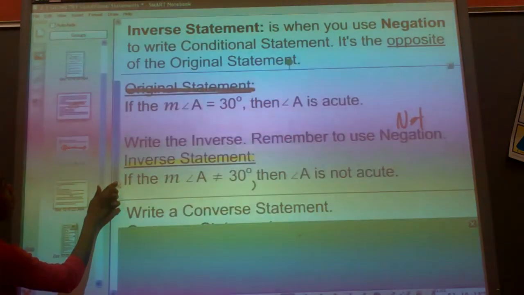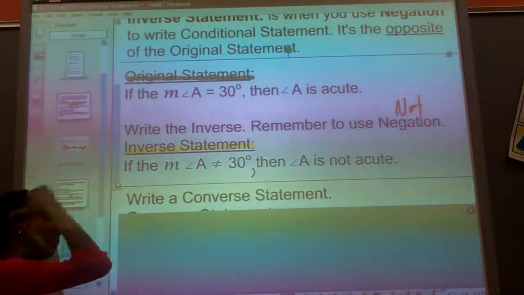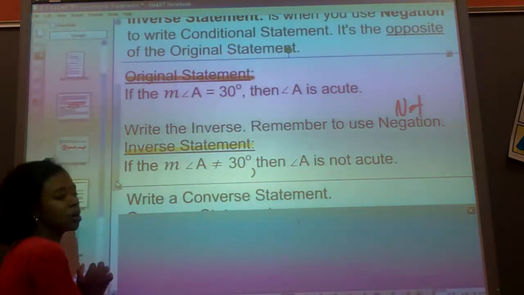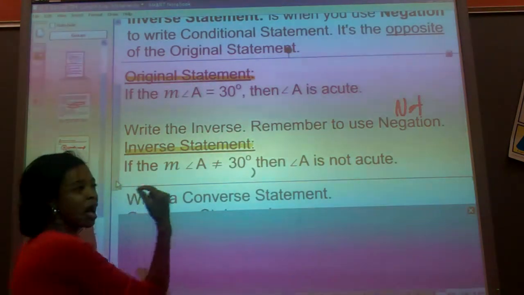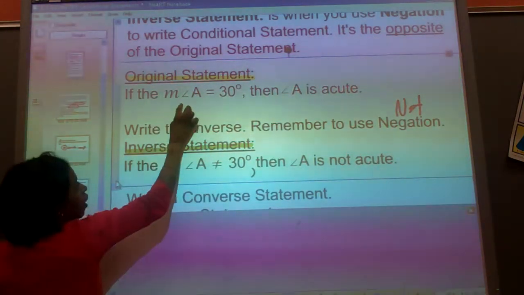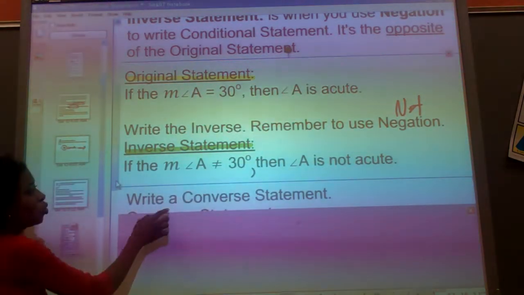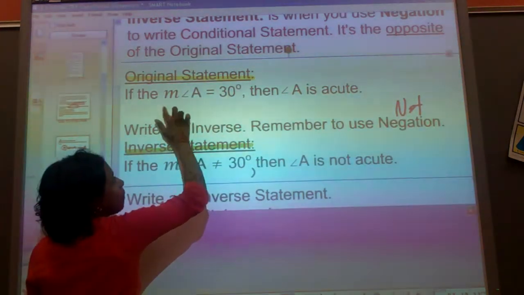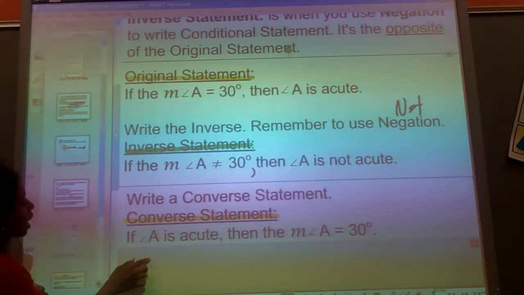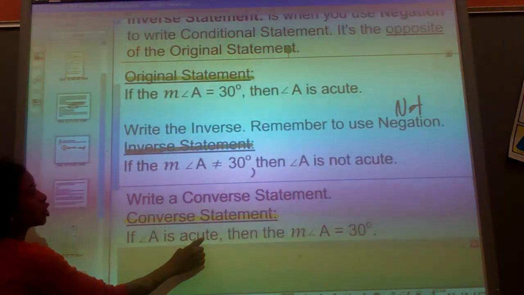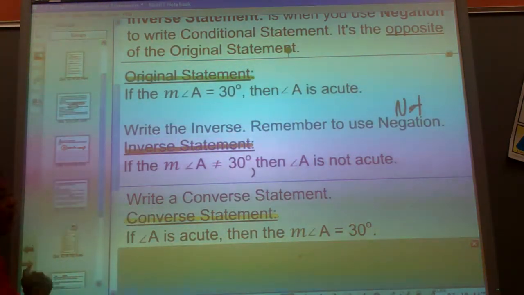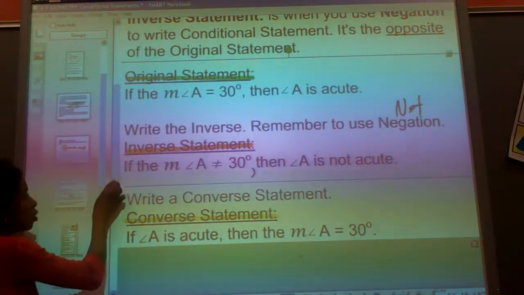Here you go. You can write the converse we just did back on the last slide. I can write a converse statement based on the original. Remember, converse means I'm switching the hypothesis and the conclusion around. So if the original is, if the measure of angle A is 30 degrees, then angle A is acute. The converse means I'm going to switch the hypothesis and move it to the conclusion. So here I have, if angle A is acute, notice how I switch, then the measure of angle A is 30 degrees.